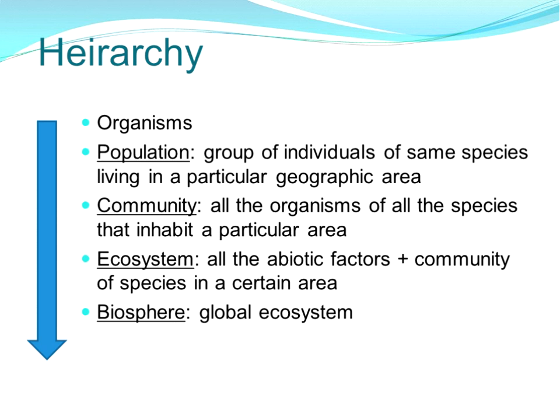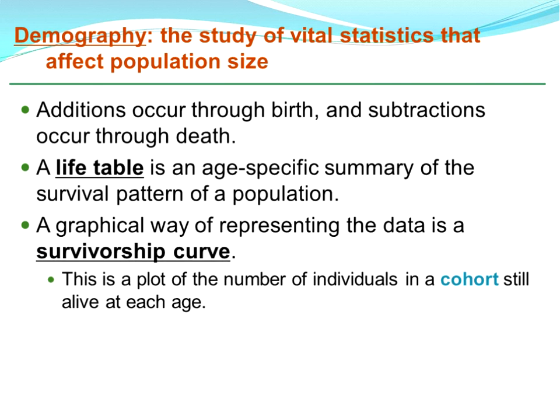A community is going to be all the organisms of all the species that inhabit a particular area. So it's multiple species, but it's just talking about the species only, whereas an ecosystem would include those abiotic factors. And then on a smaller scale, we have just a population, which is a group of the same species living in a specific area. So it's one species at a population level. And then the organism would be the individual.